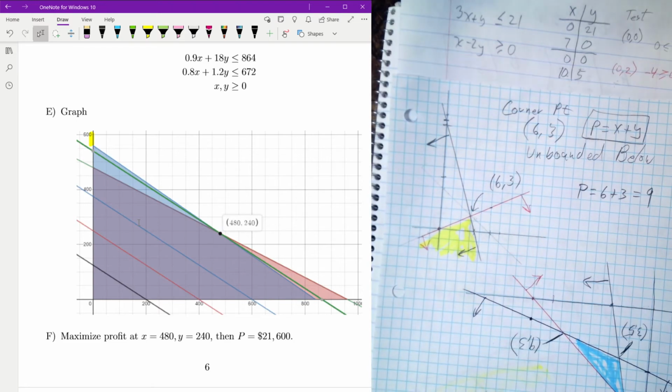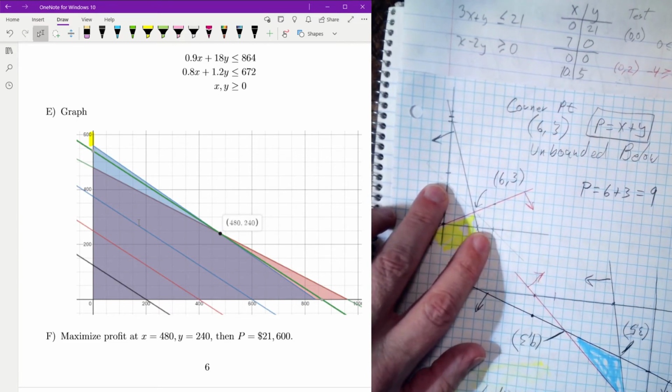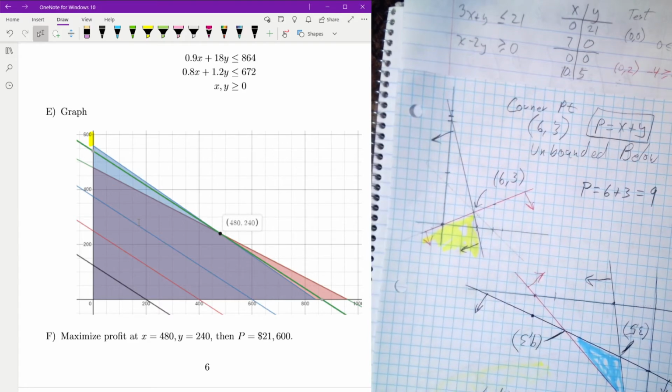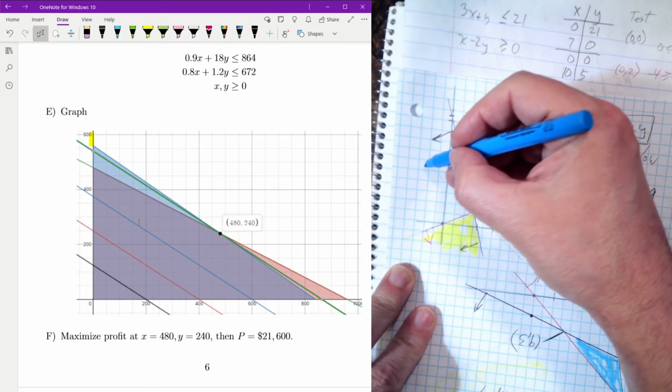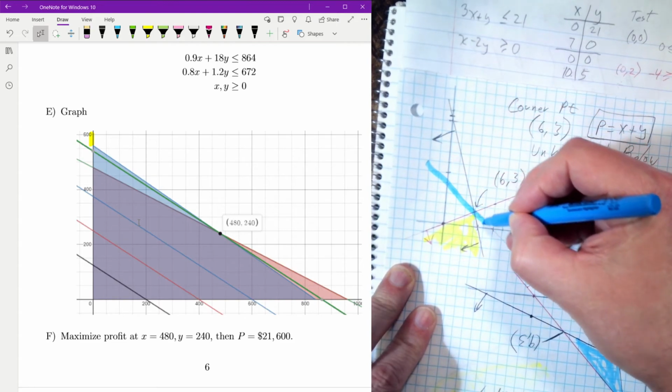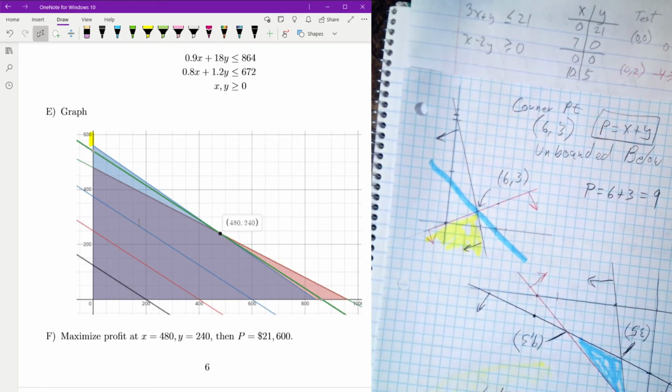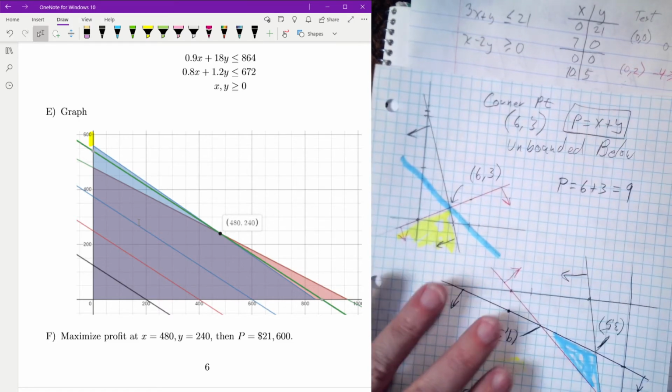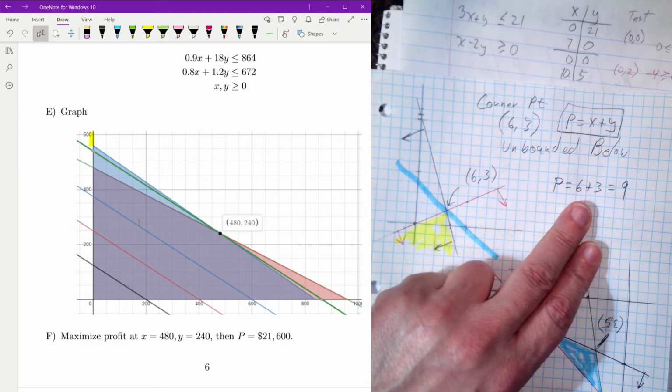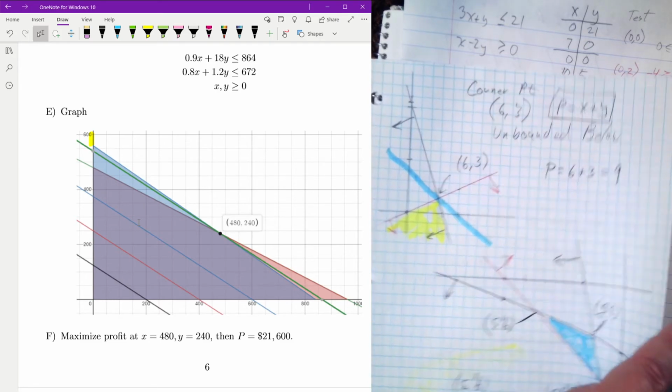So I drew in very lightly, and this is where our objective function would come in. I probably drew that a little bit too light, but that's okay. We'll highlight it. So this is our objective function, where it intersects, and it's always at a corner point, and that maximum works out to be. So sometimes we're going to give you information like that.